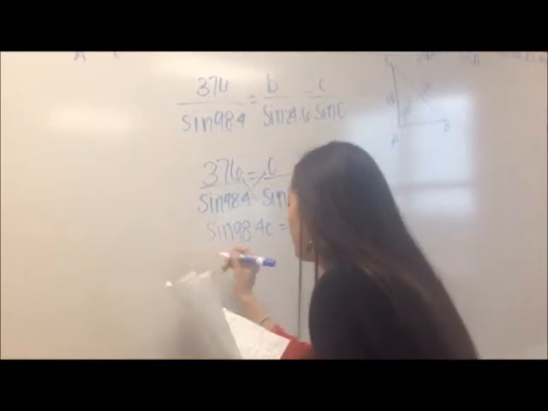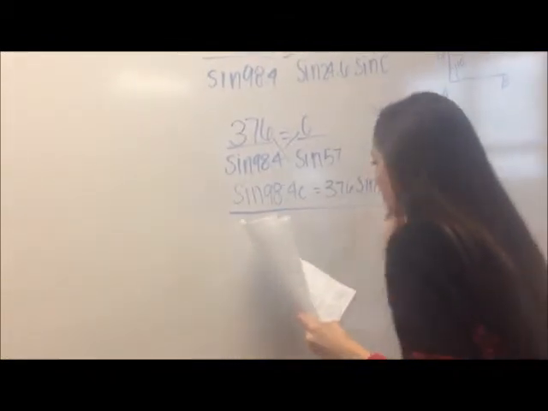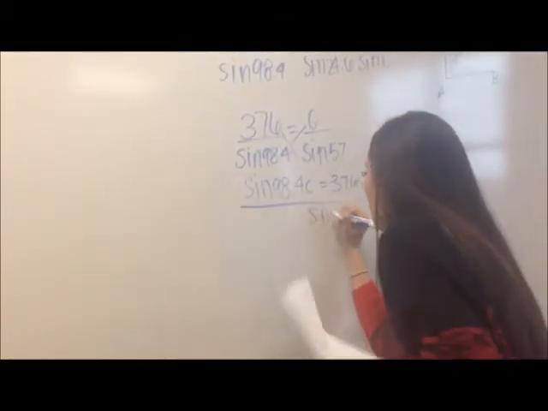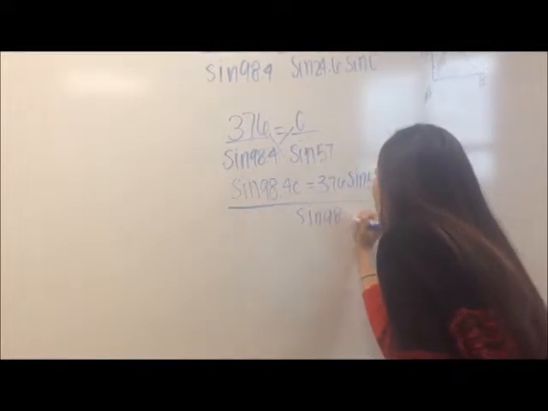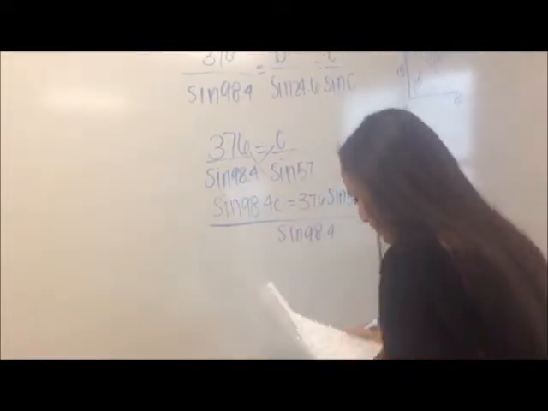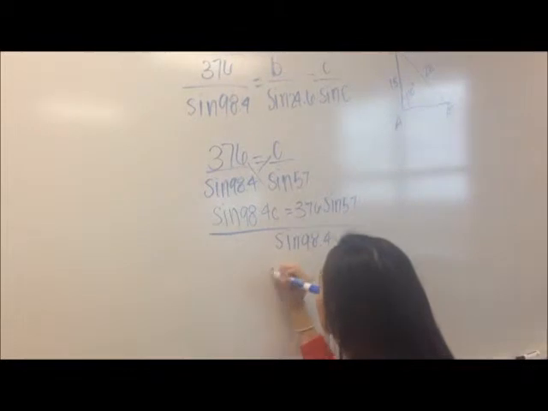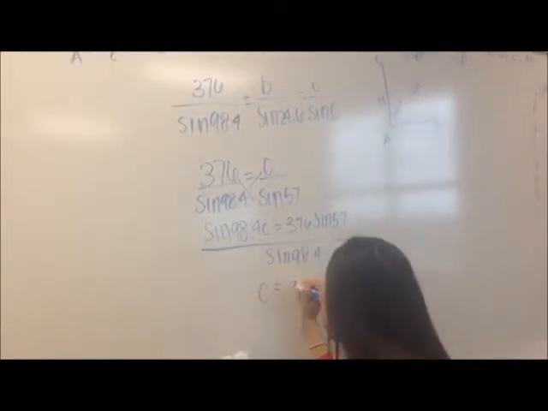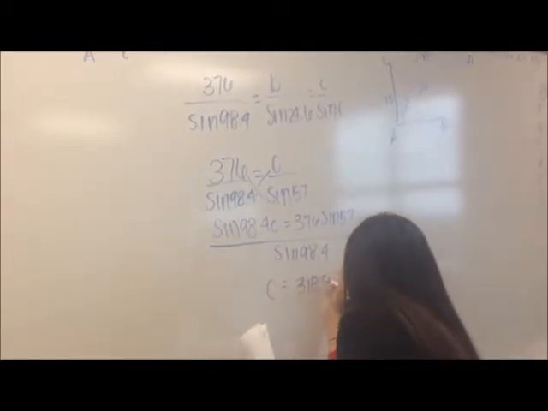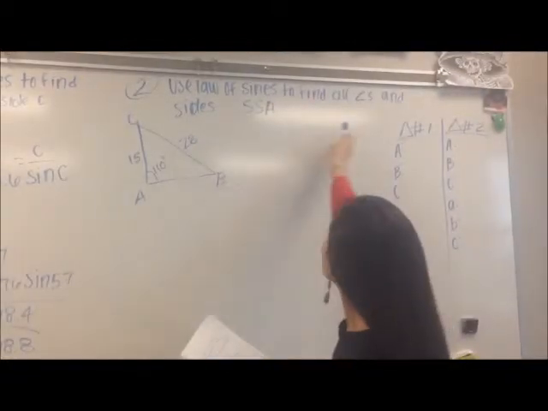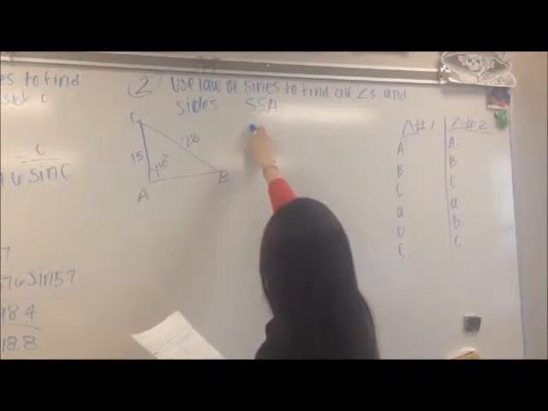You're going to divide by sine of 98.4 to get the little c alone, and your indicated side will equal 318.8.